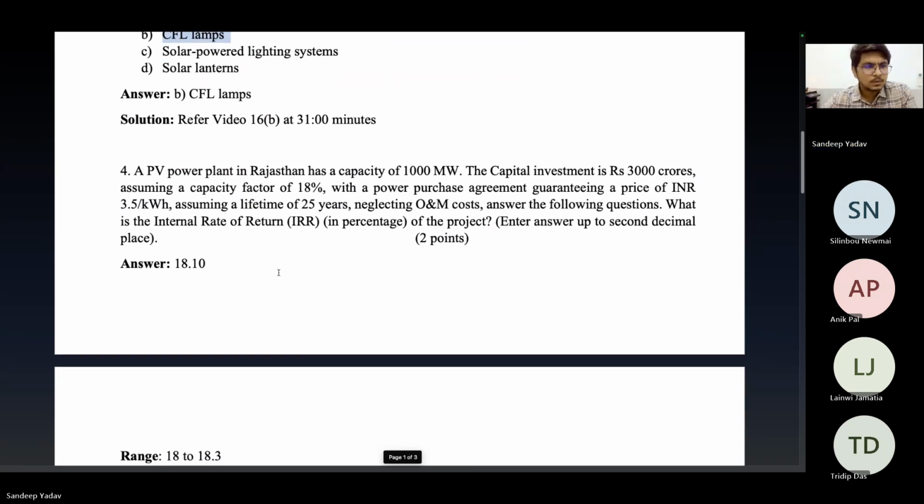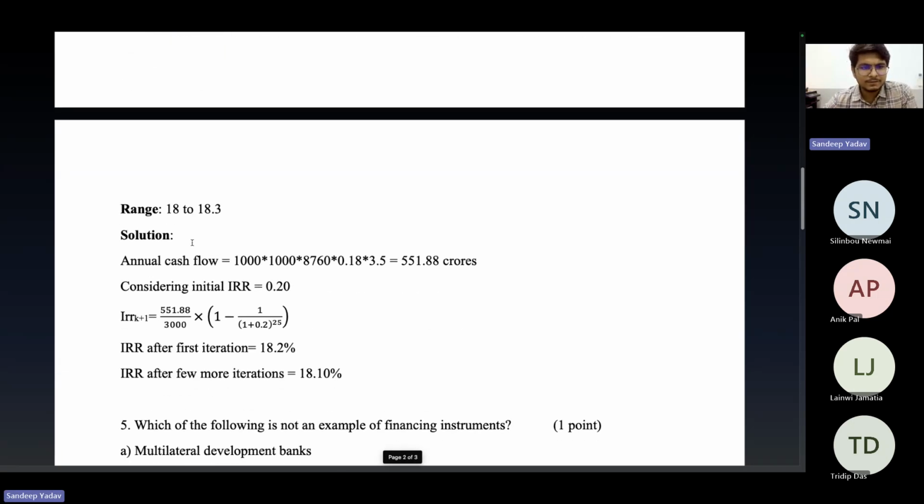Question number 4. A PV power plant in Rajasthan has a capacity of 1000 megawatt. The capital investment is 3,000 crores, assuming a capacity factor of 18%, with a power purchase agreement guaranteeing a price of INR 3.5 per kilowatt hour, assuming a lifetime of 25 years. Neglecting O&M costs, answer the following. First we have to calculate the internal rate of return, the IRR.